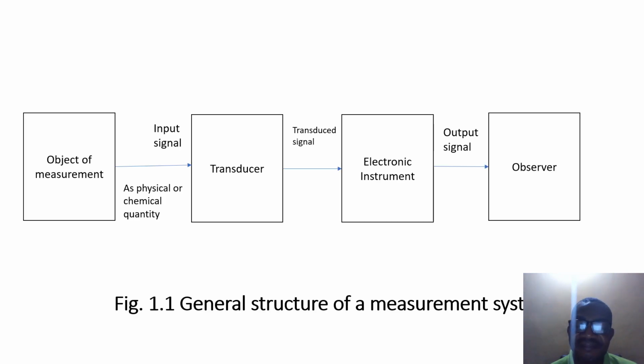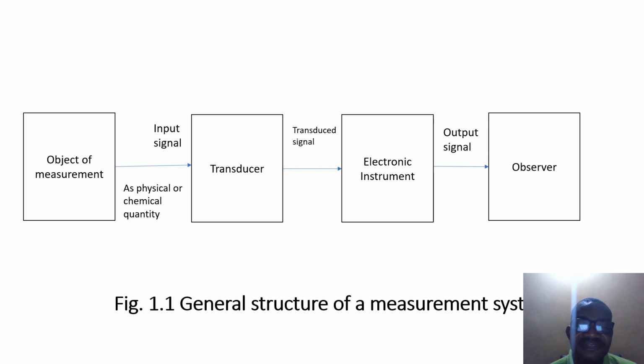Here is a block diagram of a measurement system. As you can see in the block diagram, the first block is the object of measurement. The particular quantity you want to measure is in this first block. That quantity can be temperature, pressure, or light. When it enters a transducer, the transducer transduces the signal.